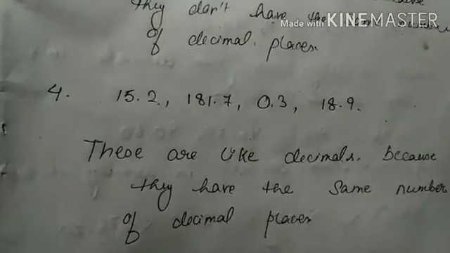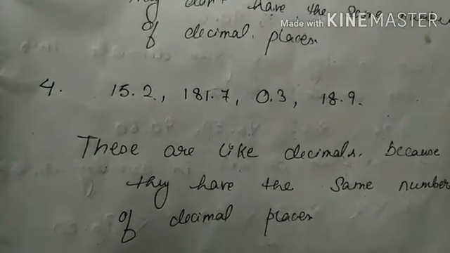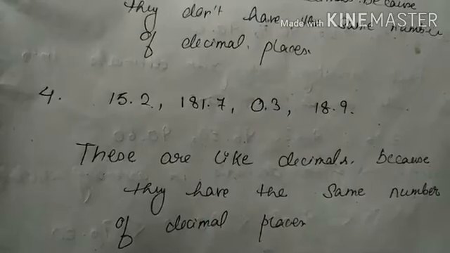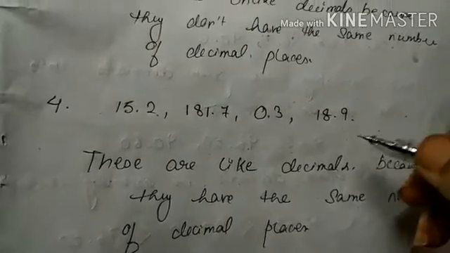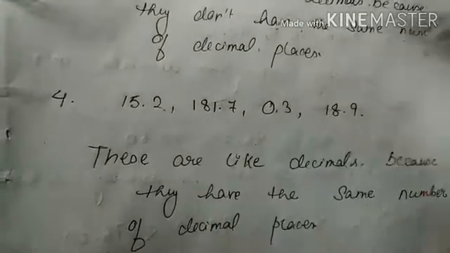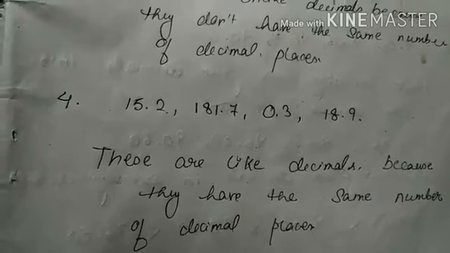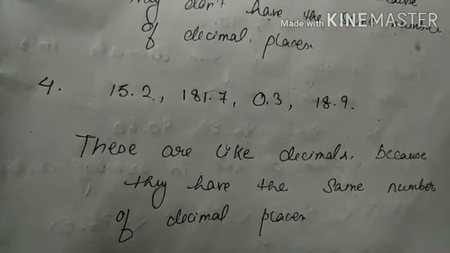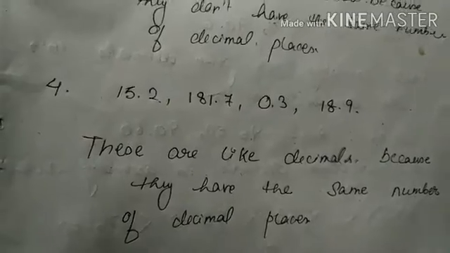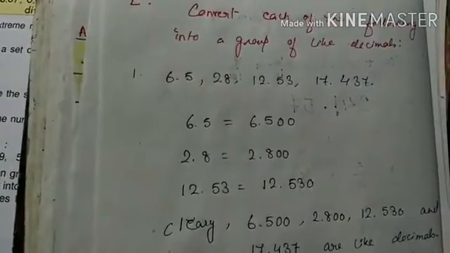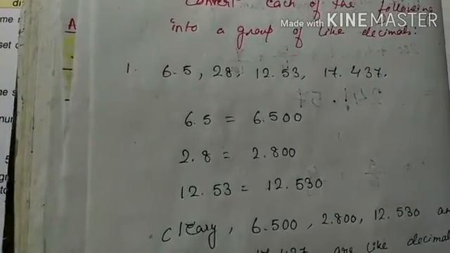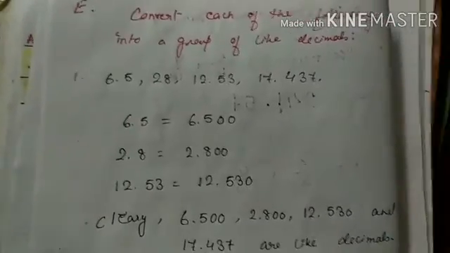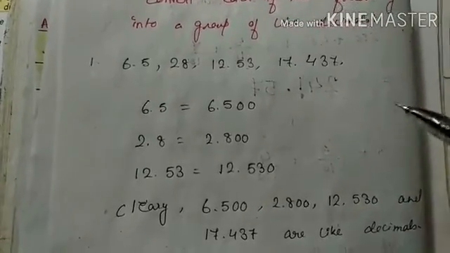Now number 4, the numbers are 15.2, 181.7, 0.3 and 18.9. You can see here the numbers have the same number of decimal places. So these are like decimals because the numbers have the same decimal places. Here, convert each of the following into a group of like decimals. You have to convert each of the numbers into a group of like decimals.